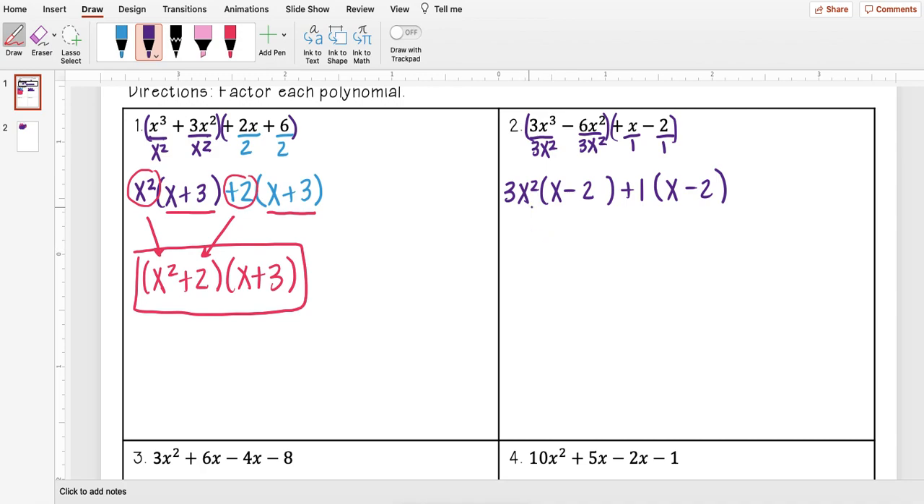And now for my last step, I'm going to take my GCFs that are on the outside, and they're going to go into their own parentheses. And then my common binomial will go on to this side.